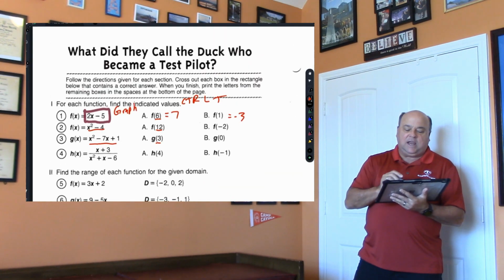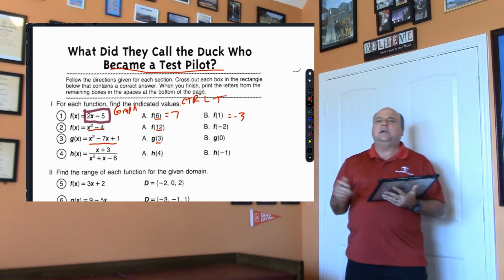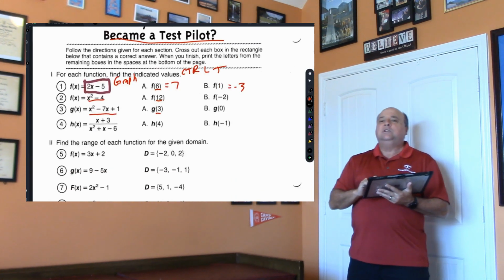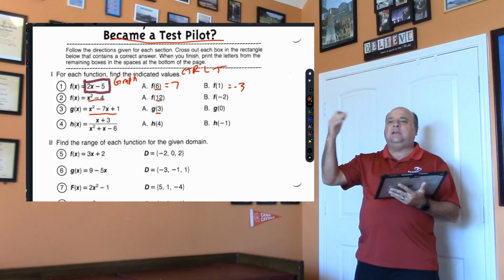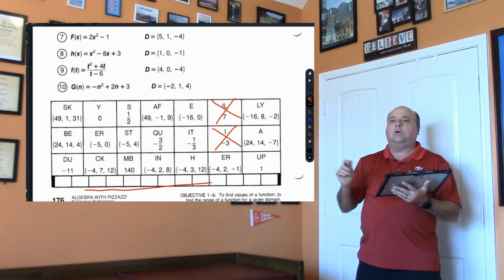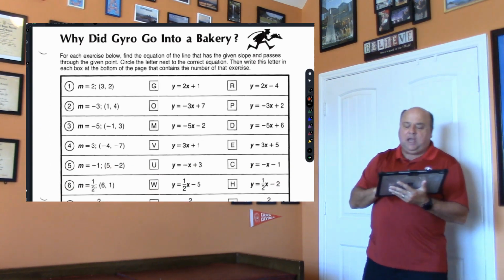And you're going to find the answer to: what did they call the duck who became a test pilot? Oh, gotta love these Pizzazz papers. So you'll graph these, hit Control-T, get the answers, cross them out. Whatever's left goes in order across the bottom. The next page, turn the page.